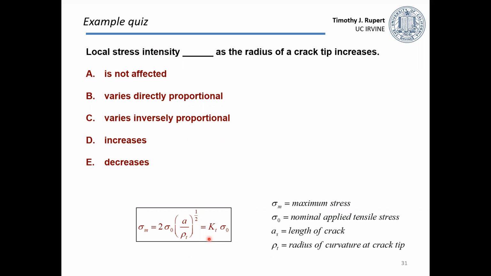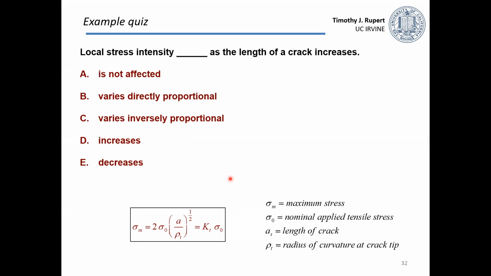The radius of the crack tip is on the bottom here. So as this increases, we know that this overall thing is going to decrease. So not affected is wrong, increases is wrong, and directly proportional is wrong. And this factor of 1/2 tells us that it's not inversely proportional. Okay. So as that crack tip radius increases, our stress intensity factor decreases. So the cracks are blunter, the stress intensity factor goes down.